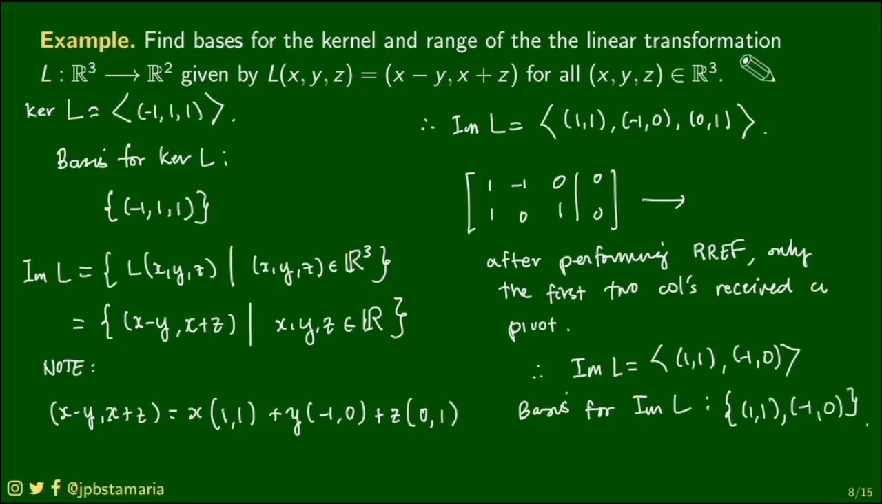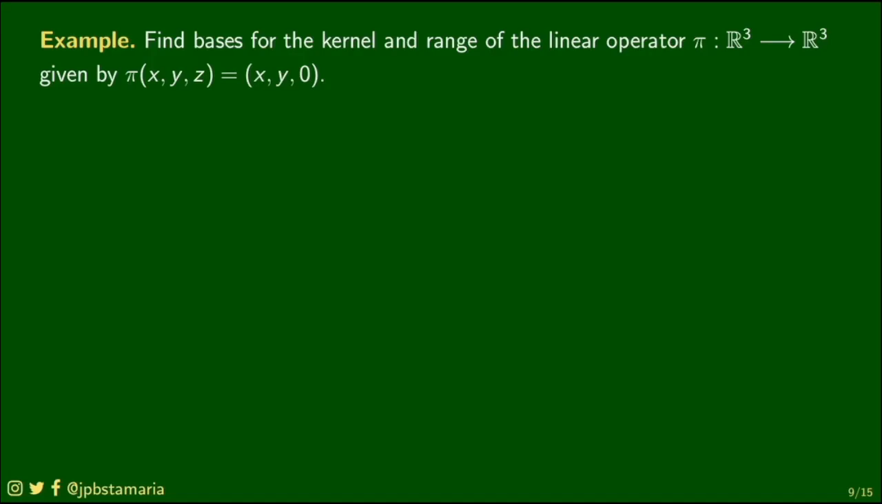Okay, but as you can see, the image is two-dimensional. It's a subspace of R2. Therefore, the image is actually the entire R2. Alright? So as you can see over here, the dimension of the kernel, or the nullity of L, because the kernel is generated by only one vector, the nullity is 1, and the rank of L is going to be 2 because it's two-dimensional. Okay, take note of these numbers. We now move on to the next example.